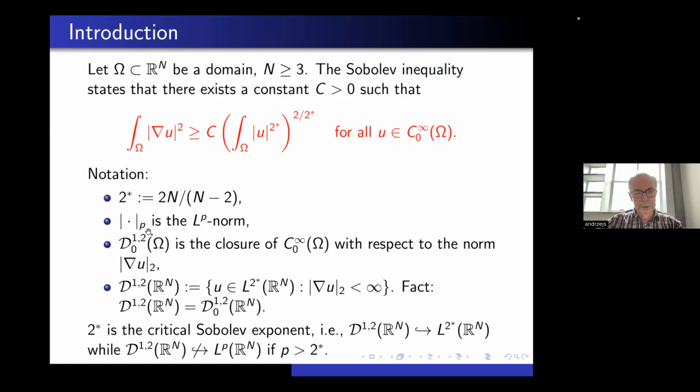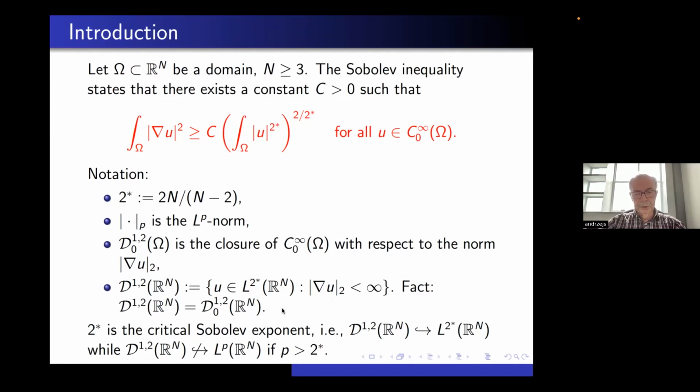And I will use single bars to denote the Lp norm. Now D^{1,2}_0 of omega is the closure of C_0 infinity with respect to this norm, so we have the L2 norm of the gradient of u. And D^{1,2} of R^n consists of the u in L2 star such that the L2 norm of the gradient is finite. And in R^n, in fact, these two spaces coincide.